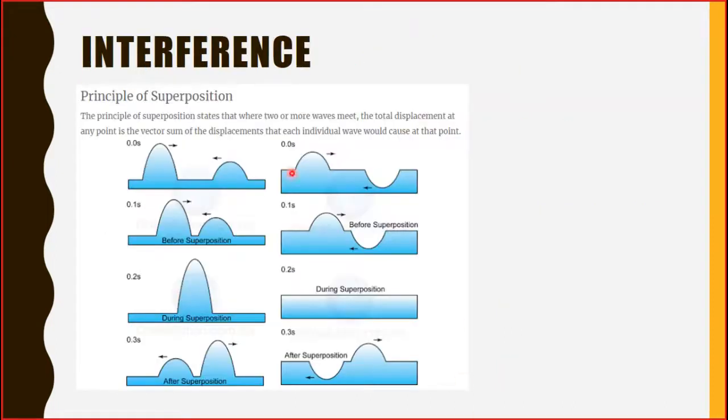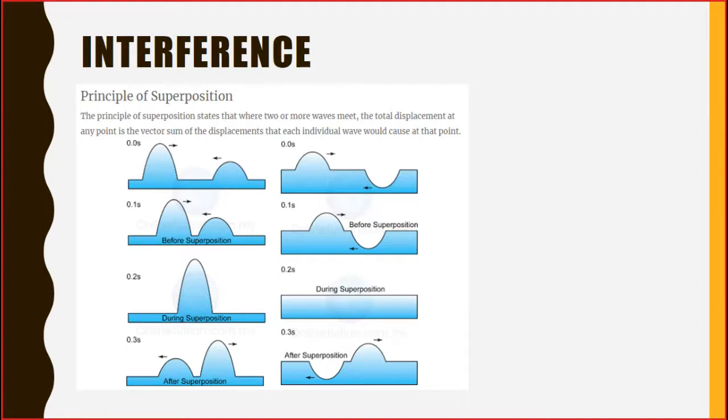Okay, all right, and then we have interference. We have the principle of superposition. Everyone should master this one, because superposition talks about when you have two same crests or two same troughs. If they meet, they will combine, and then they will just pass through each other. And the same happens if you have a crest and a trough: if they meet, they will be destroyed before they actually move back.